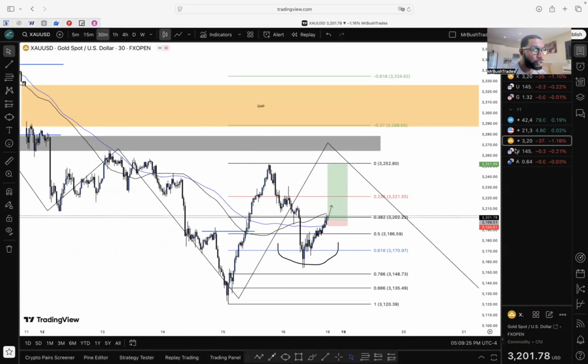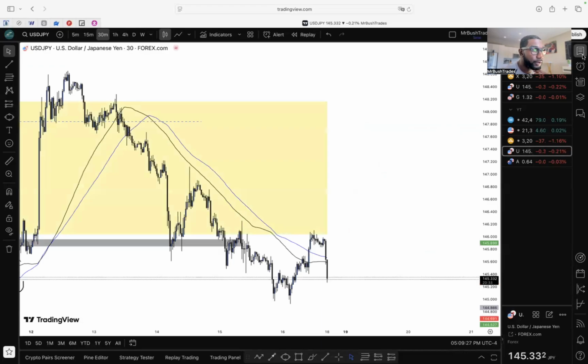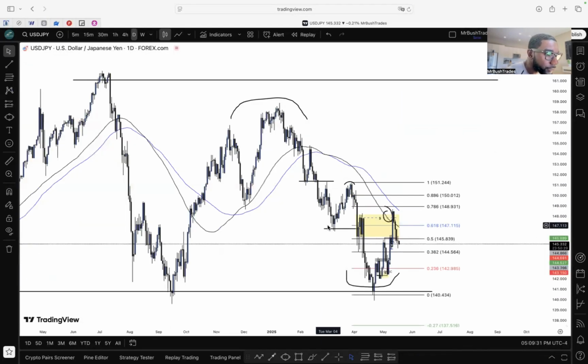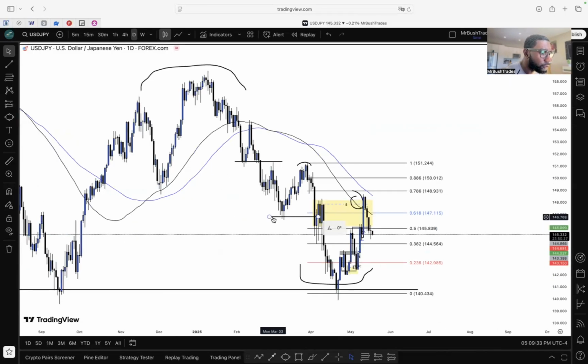Let's move on to UJ. All right, let's see what's going on with UJ. Let's get back to the daily. And let's see, UJ has been bullish at the moment, right? We had UJ making a lower low, right? UJ made a lower low.